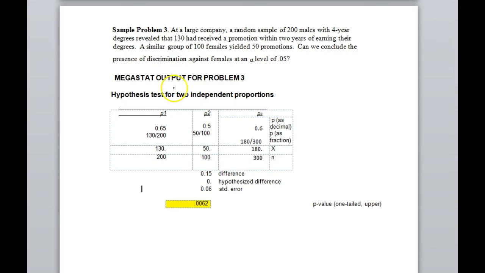As you can see in the table, P1 is calculated, and that's just going to be the proportion of males to receive a promotion within 2 years. Out of the 200 males, there's 130. So 130 over 200 is equal to P1 hat, which is 0.65. Similarly for women, P2 hat is just the number that got promoted out of the total number taken into account. So 50 over 100, or 0.5. Now we run our test.